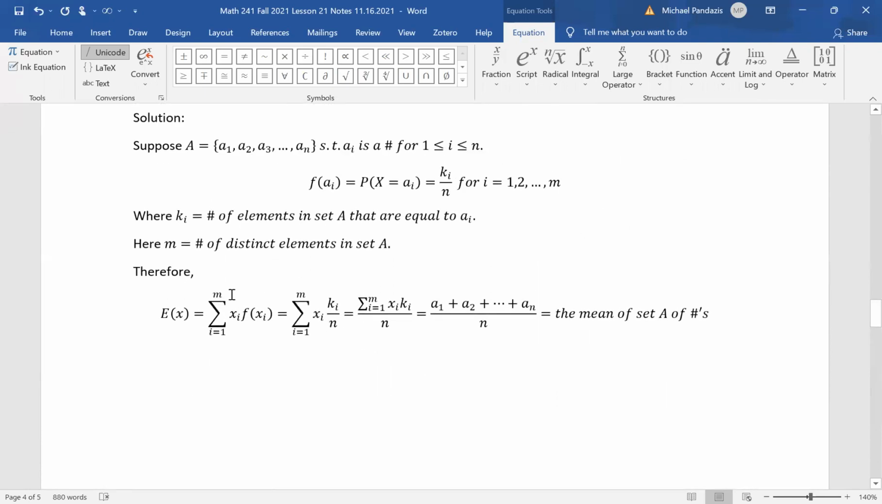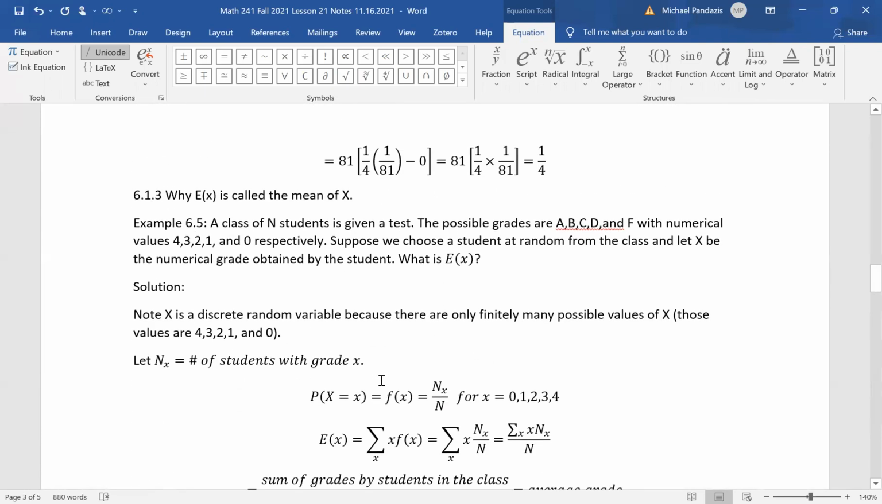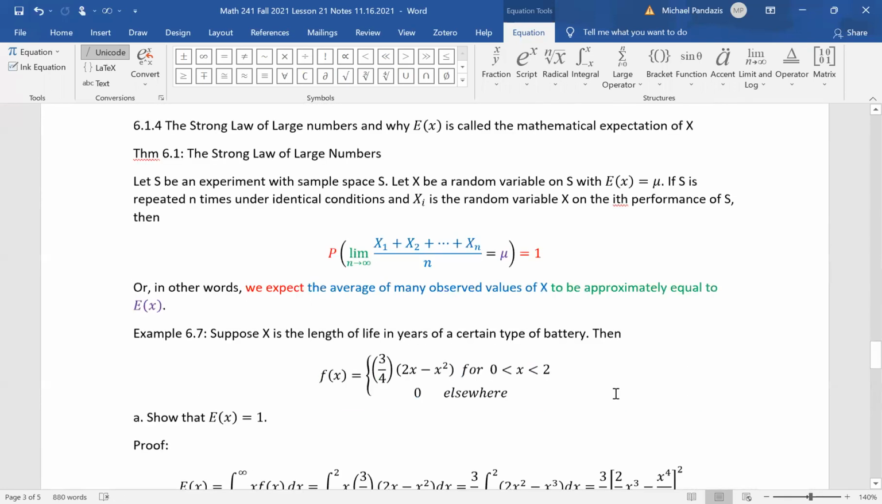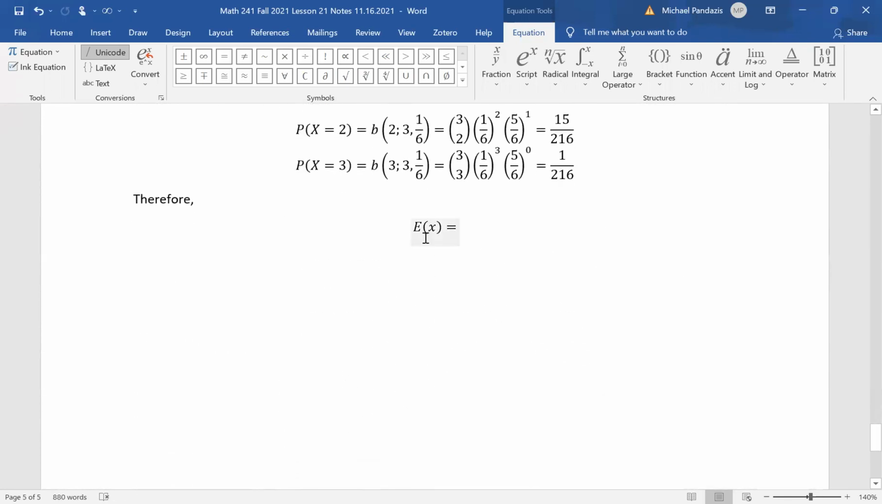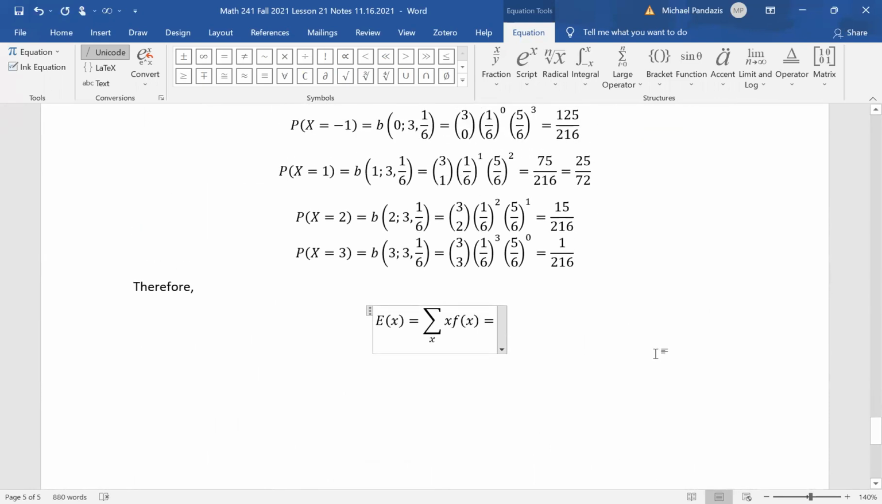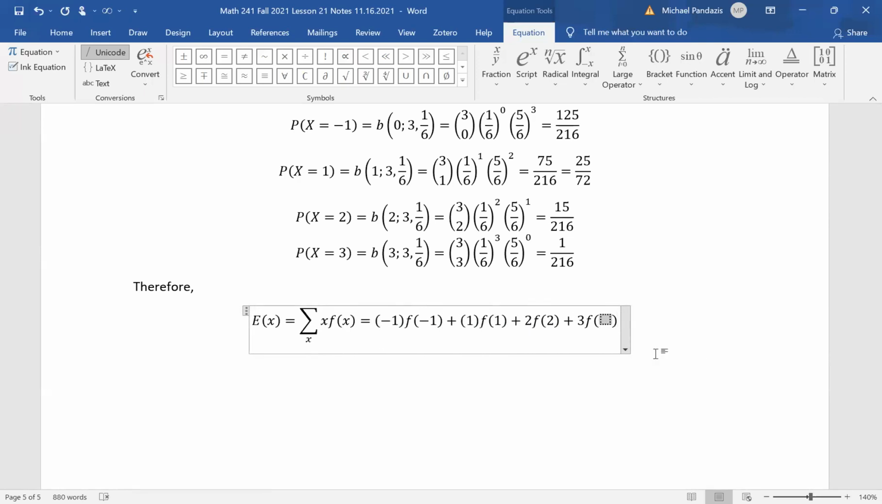So I'm just going to copy this expression from the definition so that I don't type it again. We get E of x is equal to the sum over all possible values of x times f of x. So this is -1 times f of -1 plus 1 times f of 1 plus 2 times f of 2 plus 3 times f of 3.